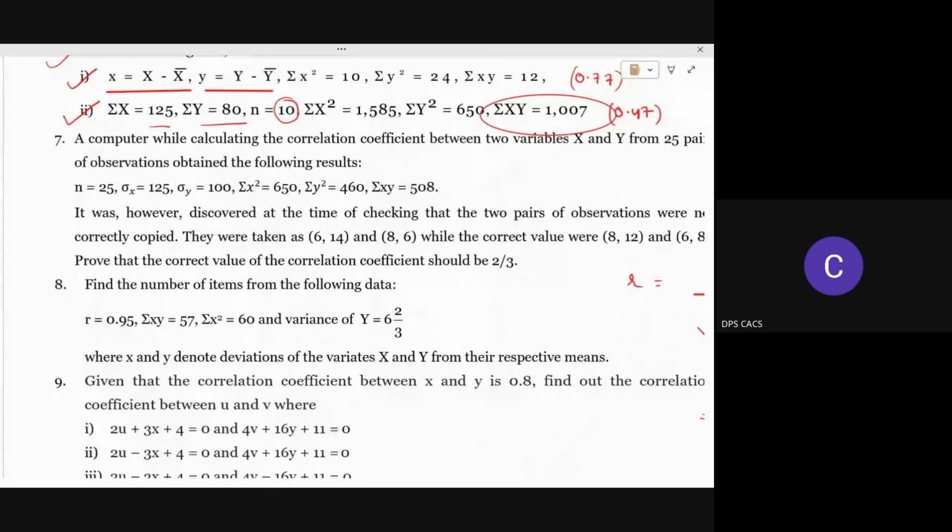Anyone who is trying, not getting 0.47? What answer? 14. Out of the range of R. Whenever your answer comes beyond -1 to +1, slap yourself. Because your range is -1 to +1, your answer cannot fall out of the range. Anyone else who is not getting the answer? Getting 0.47.